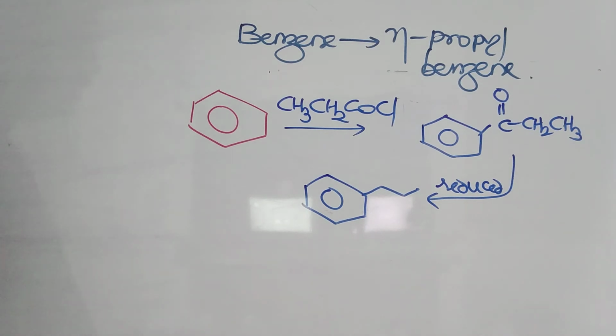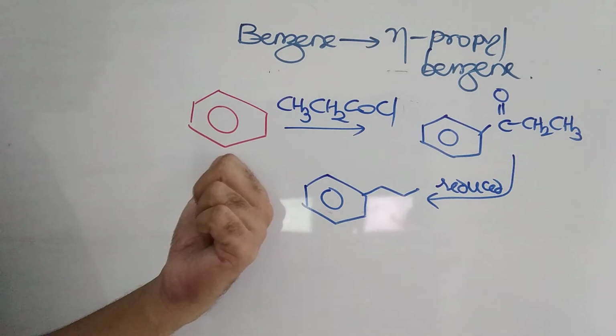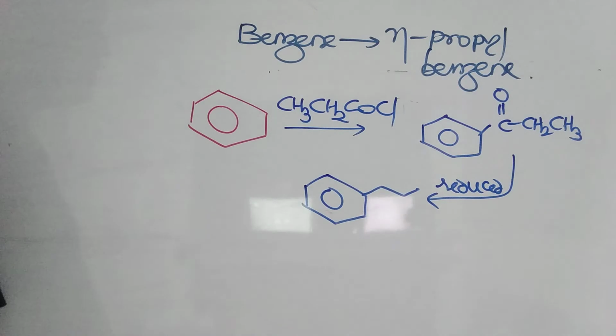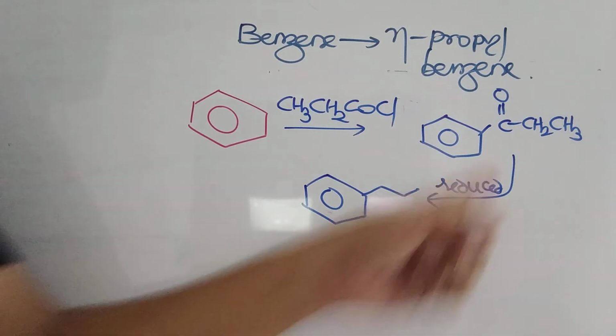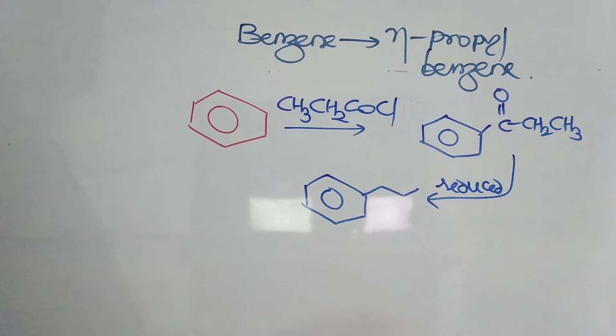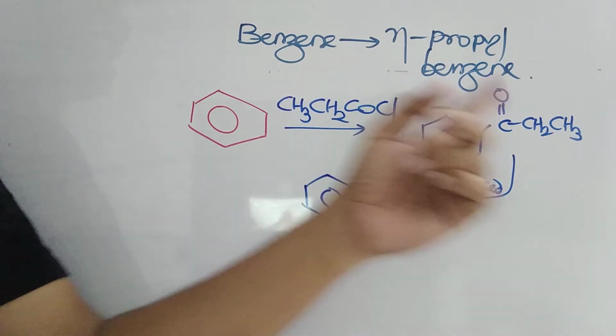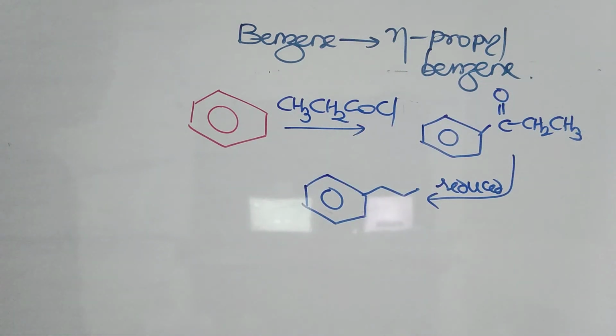Is this okay? First, benzene. We are converting it into an acylated group. Acylation means we are bringing in a CO group. When you are taking a CO group, there will not be any kind of rearrangement. So then you can go for reduction. This is a safe method. Fine.